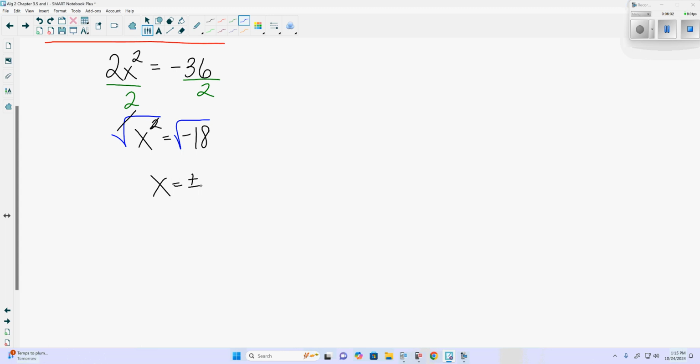Now we need to take the square root of negative 18. Well, the negative part of this square root is going to come out as i. Questions on this so far? Because again, we can take this negative out as i, and what that leaves us with is the square root of 18.